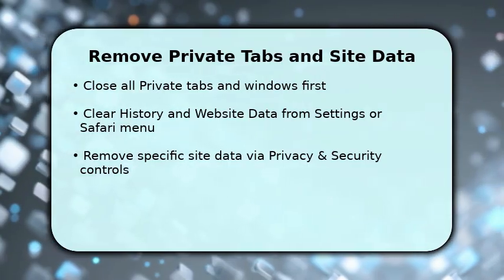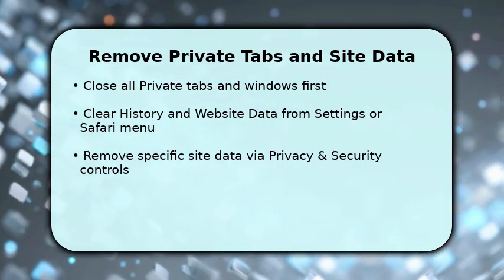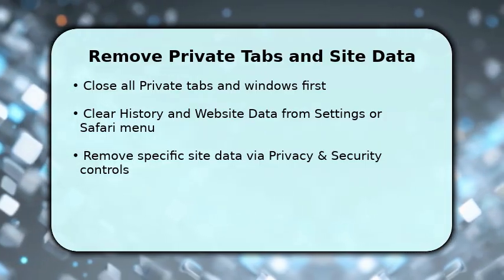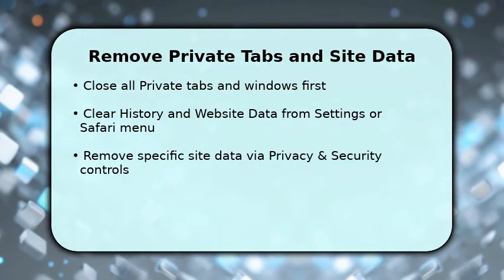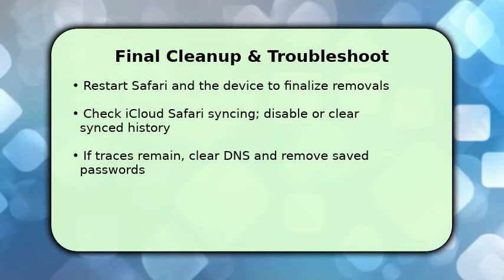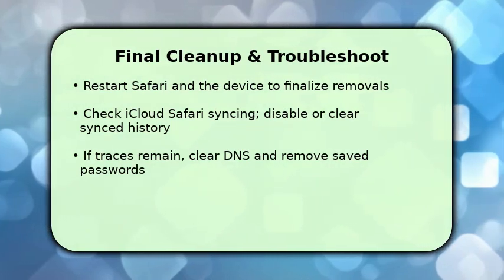To remove specific site data, go to Settings, Safari, Advanced Website Data, then delete items one by one. Once done, these steps remove cookies, caches, and visit records. You're almost finished. Restart Safari, and then reboot your device to ensure caches flush.